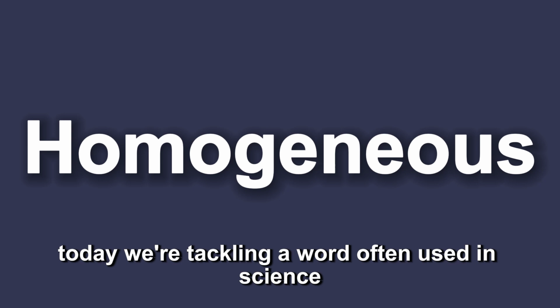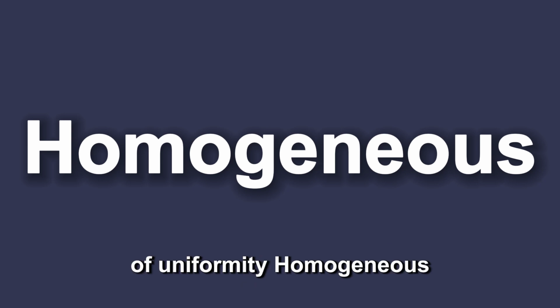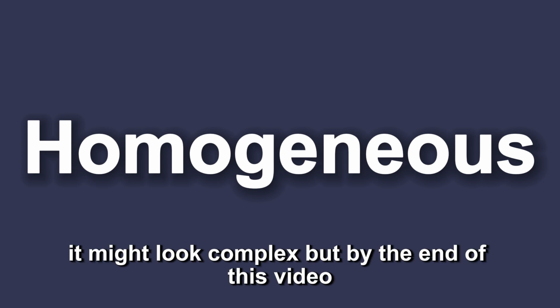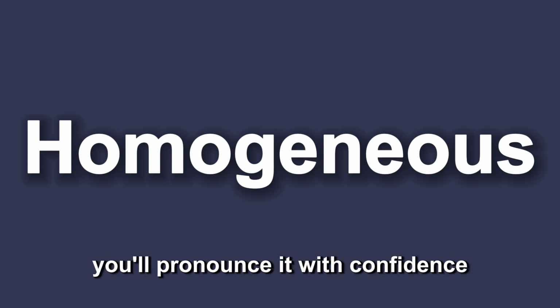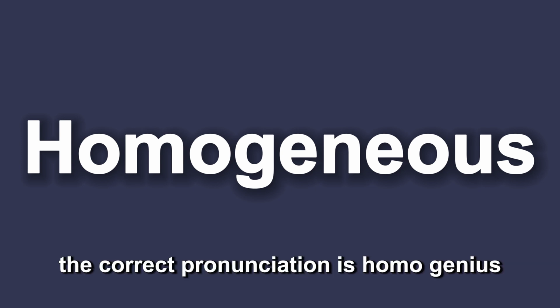Today, we're tackling a word often used in science and discussions of uniformity: homogeneous. It might look complex, but by the end of this video, you'll pronounce it with confidence. The correct pronunciation is homogeneous.